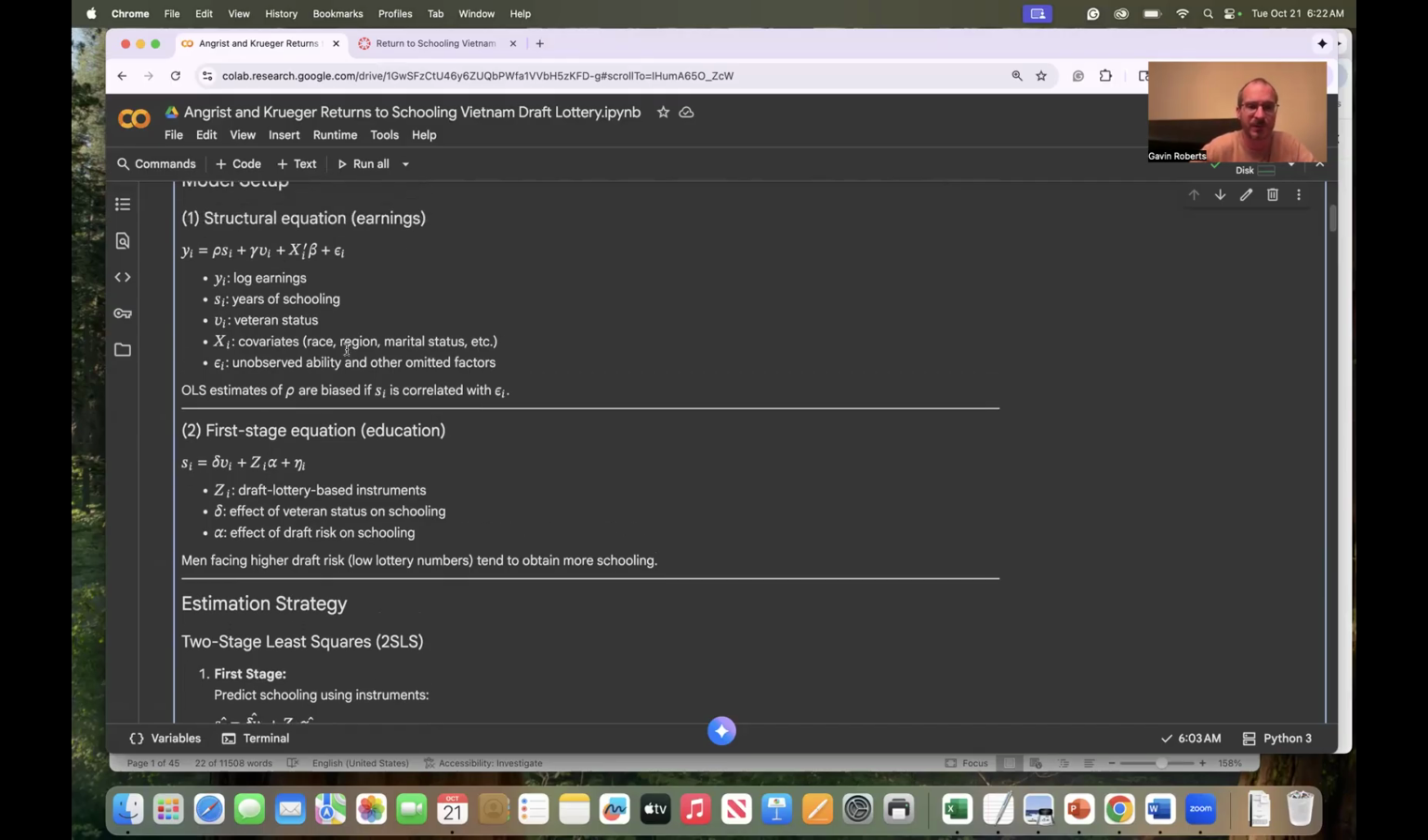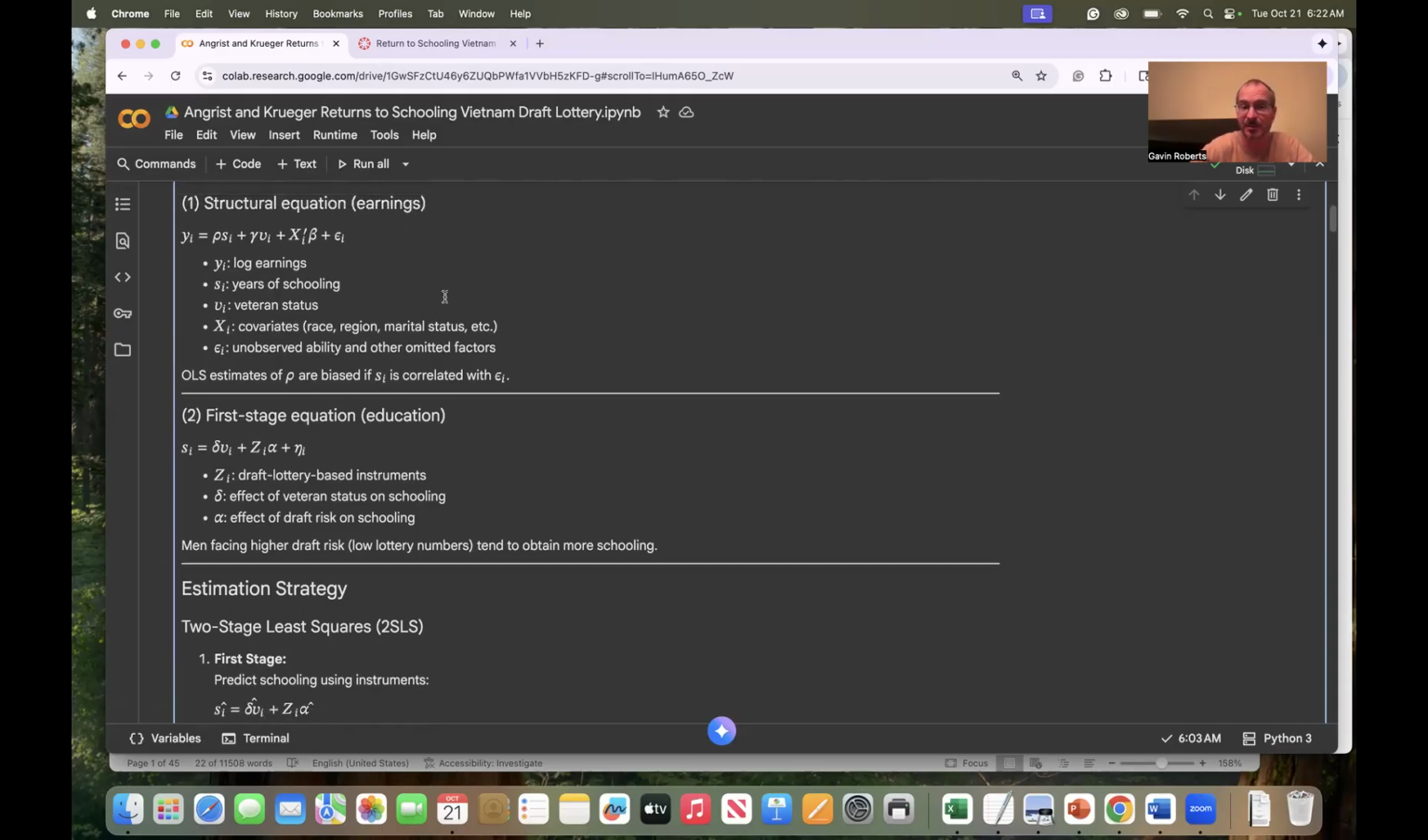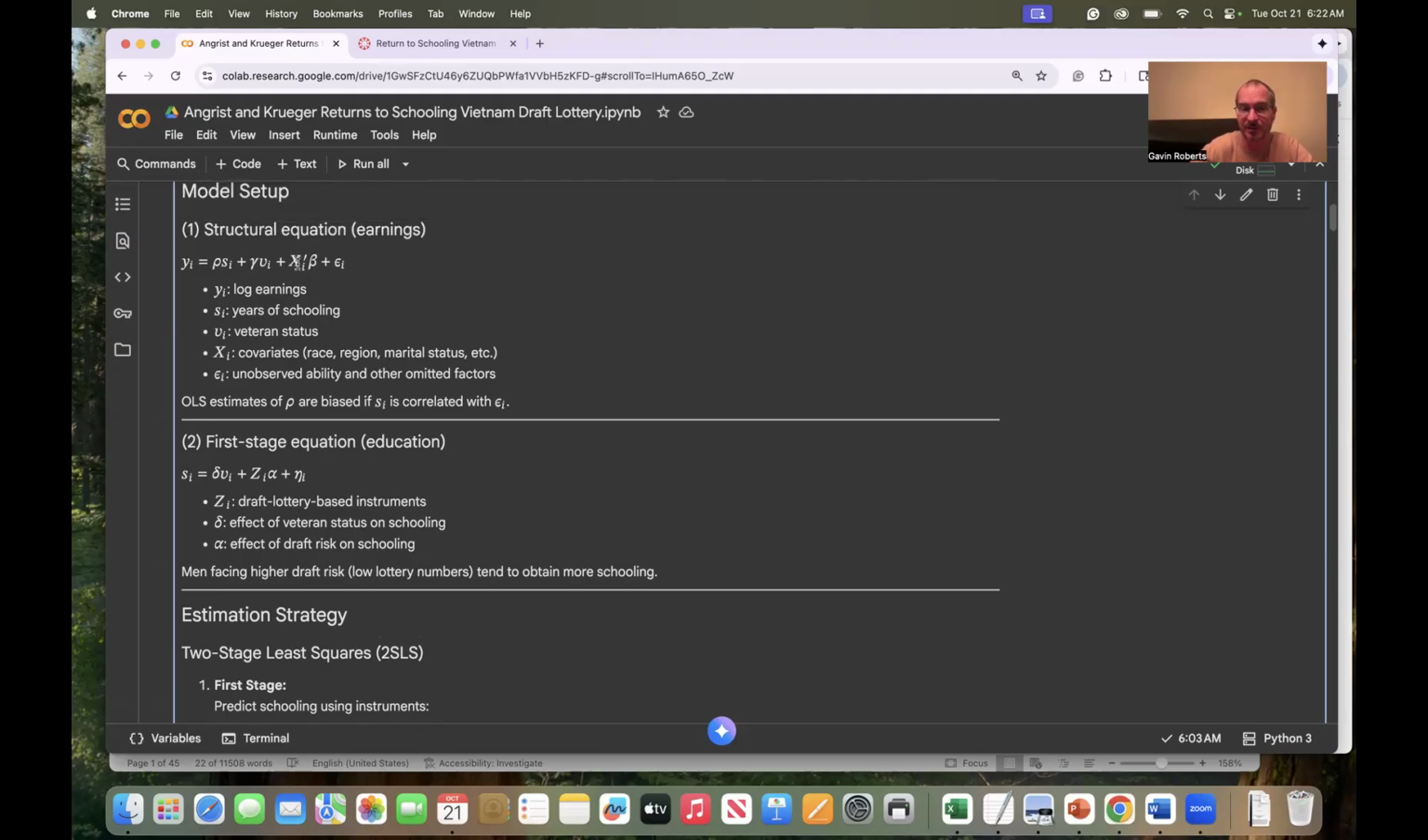So then, of course, covariates that might also impact earnings that we want to control for. This is just a set of control variables. That's why it's written as a vector right here: X prime beta, and beta is a vector. I'm sorry, X prime is a matrix.